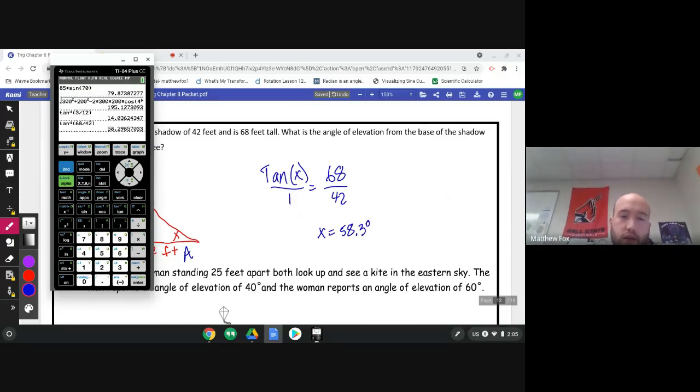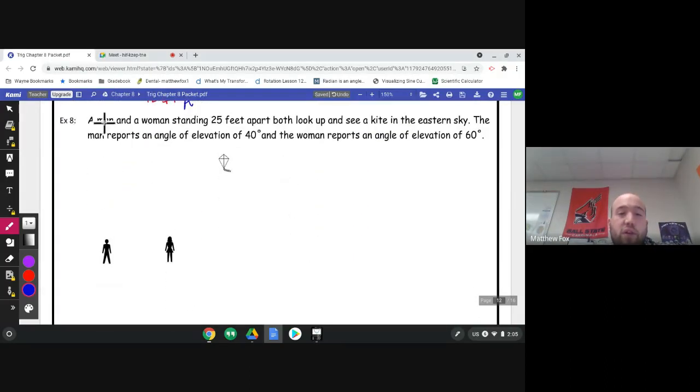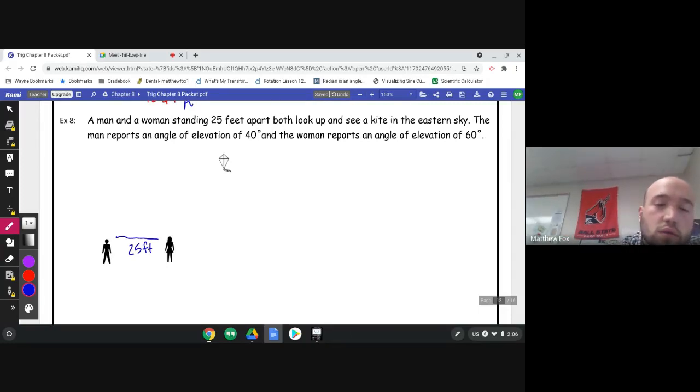All right. We got one more we're going to look at. This one's a little bit more complicated. Has a couple things we're trying to find. So a man and a woman standing 25 feet apart both look up and see a kite in the eastern sky. Okay. So right here we know this distance between the man and the woman is 25 feet. Okay, now they look up and see this kite. The man reports an angle of elevation of 40 degrees. So this is going to be 40 degrees. Meanwhile, the woman's angle of elevation is 60 degrees. But remember, it means above, so this is our 60 degrees right there.